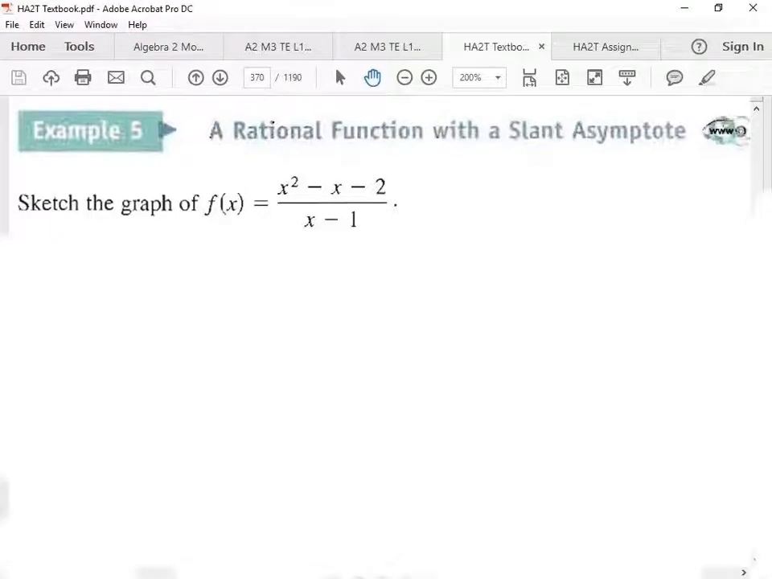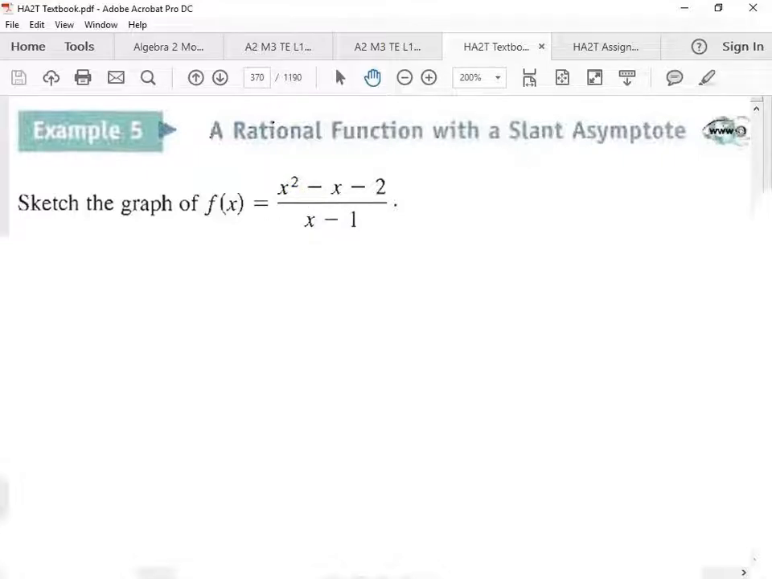Slant asymptotes. You always have slant asymptotes when you have a degree on the numerator that is bigger than the degree on the denominator. You see the highest exponent on the top is 2. The highest exponent on the bottom is 1. So the degree on the top is bigger than the degree on the bottom. That means we do not have horizontal asymptotes.